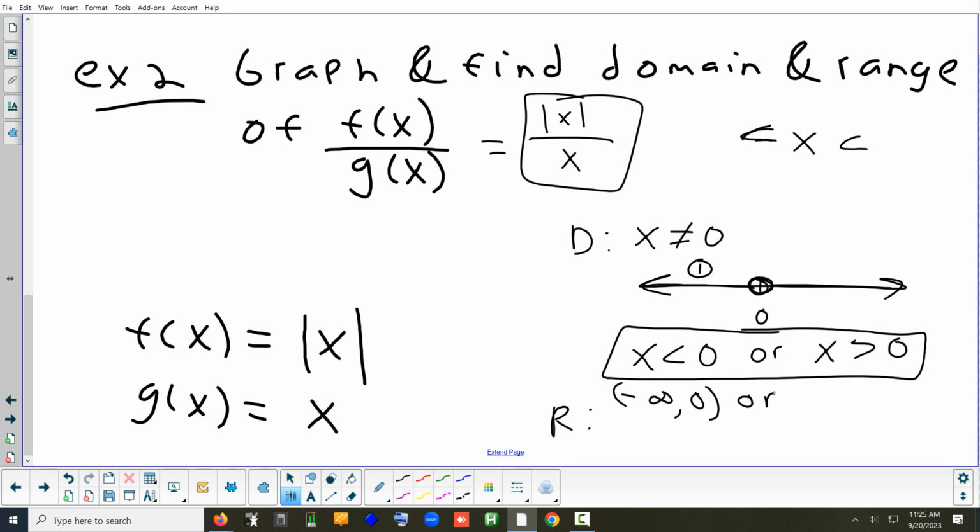Or, now look at interval number 2. What's the lowest number in interval 2? 0, but we don't include it. And then what's the highest number in interval 2? Infinity. Yep. So you can write it in interval notation just like that. It means exactly the same thing.